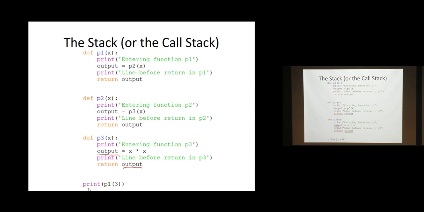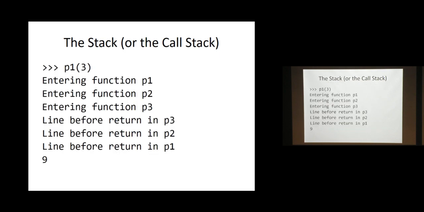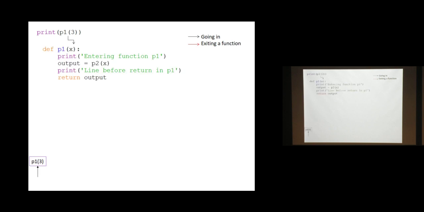So I have this statement here. This basically says I'm calling P1 with argument 3. According to these things, if you run it, that's the result that you get, right? You can read this when you have time. Okay, let me show you how it works. So I want to call the function P1 with argument 3, right?